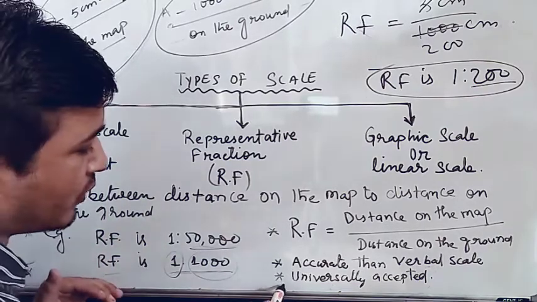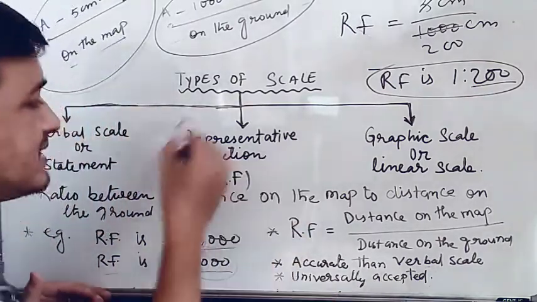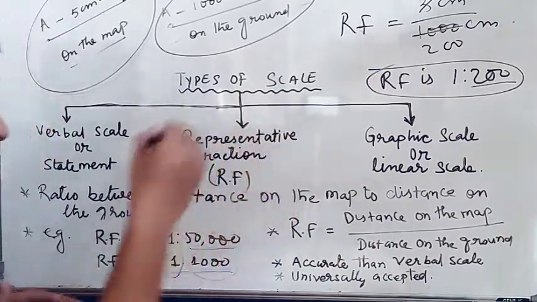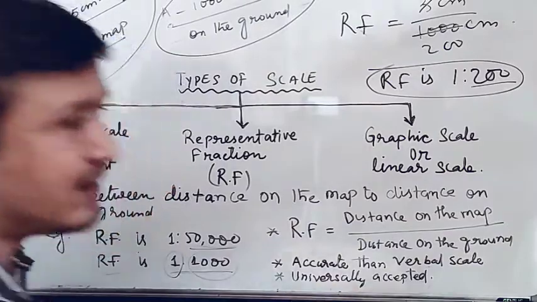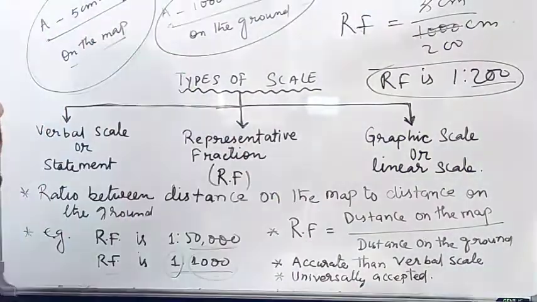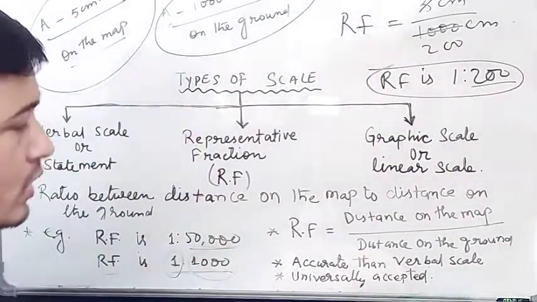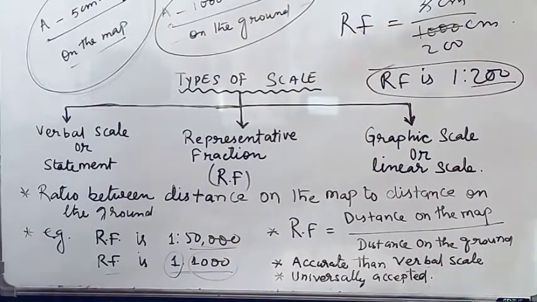Now one more point we have: universally accepted. This scale, the representative fraction RF, is universally accepted. It means accepted by all, the whole world, the whole universe. Okay, so this is about the representative fraction.